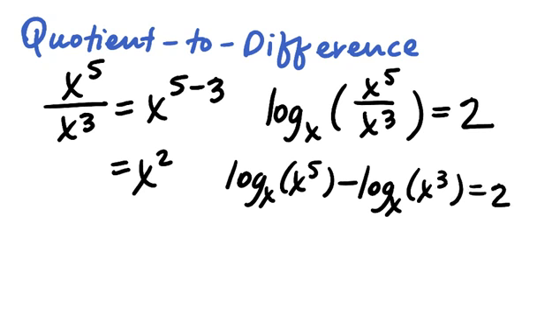And what special exponent do you put on x to get x to the 5? You put the 5 exponent on x to get x to the 5. And you can say the same thing about this other log. What exponent do you put on x to get x to the 3? That's the 3 exponent. Okay, so this is why these things are working.